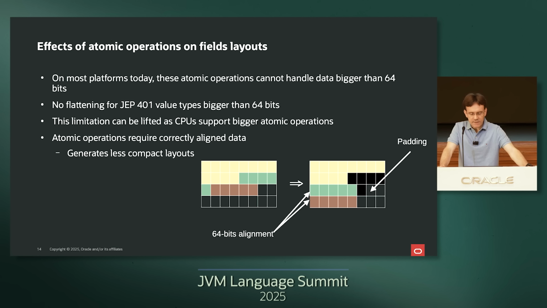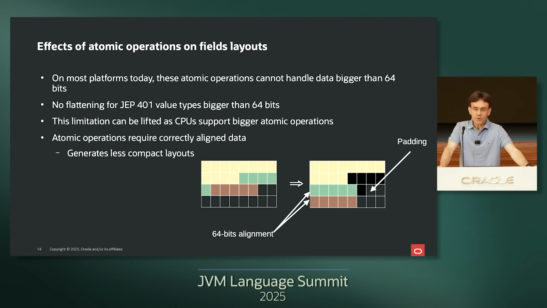On most platforms today, these atomic operations cannot handle data bigger than 64 bits. So in JEP 4.1, you won't see anything bigger than 64 bits being flattened. This limitation can be lifted as CPUs provide better atomic operations.